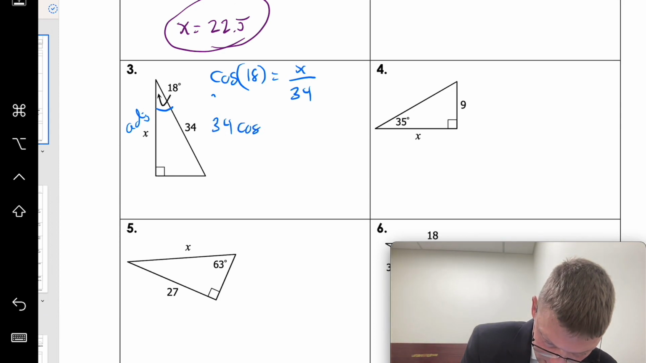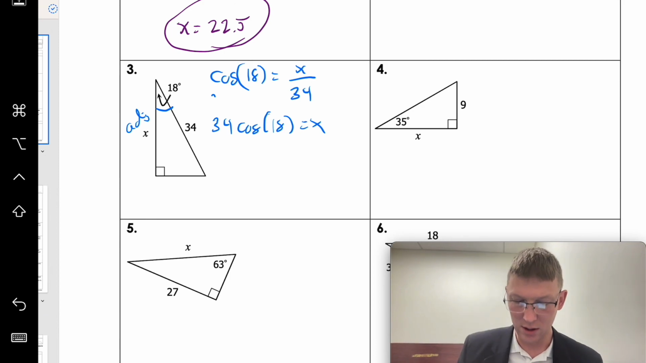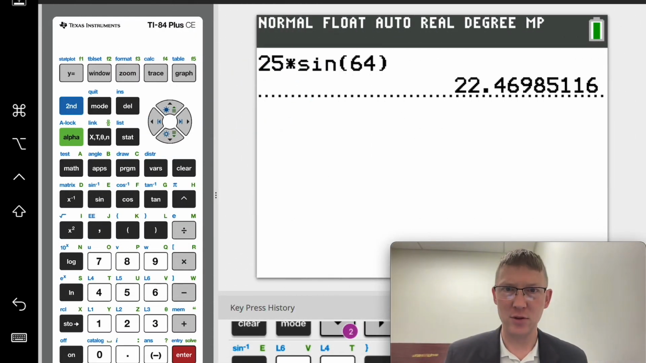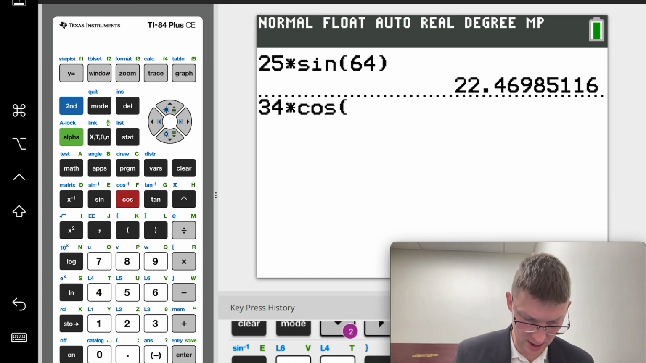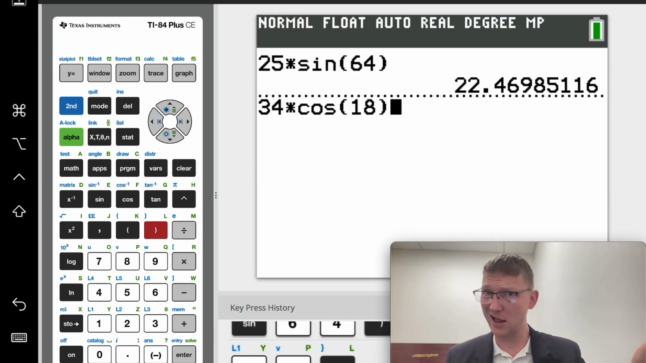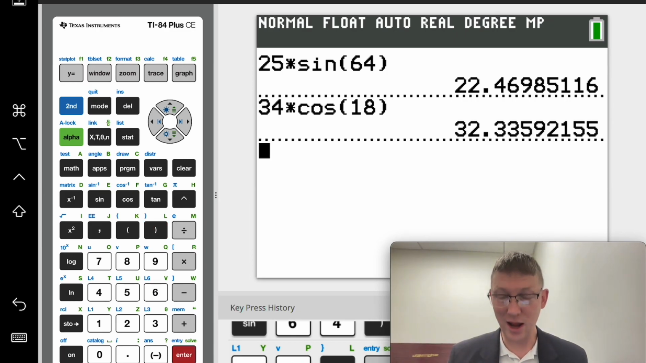34 times cosine of 18 equals x. And I'm going to show you how to do this on your calculator a couple more times, and then we'll just go from there. Okay, so this time it was 34 times cosine of 18. I know my calculator's in degrees because we just did that last problem, right? So I'm good to go. We're going to push enter, and our answer is going to be 32.3.